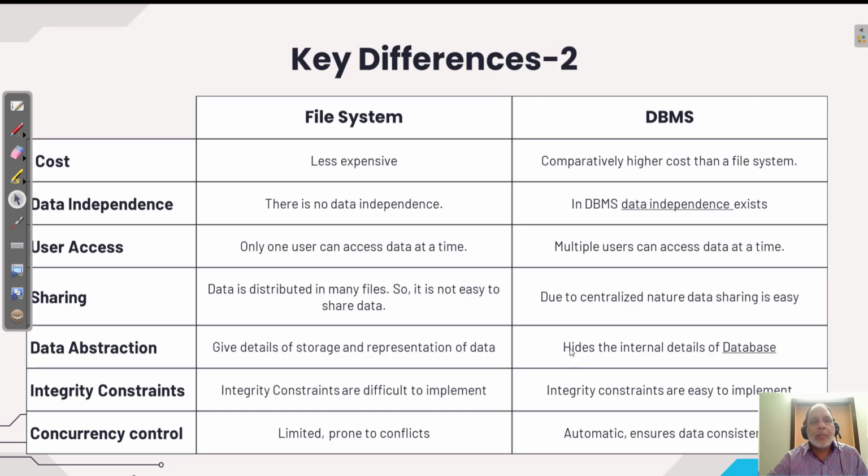Integrity constraints. The file system has no integrity constraints. The DBMS has more integrity constraints, and they are very easy to implement. We discussed all the integrity constraints in the first video. Concurrency control we have already discussed. The file system has very limited concurrency, and the DBMS ensures data consistency, right? So in this video we have discussed the file system, its problems, and why the DBMS was invented to solve all these problems.